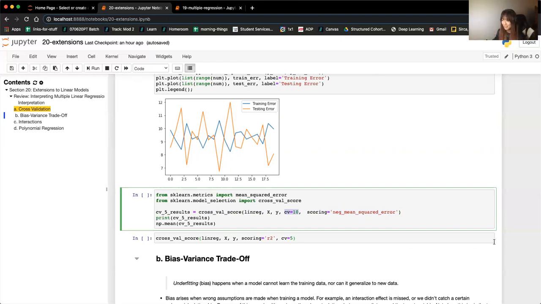It's going to do that 10 times. The scoring for some reason is negative mean squared error. It literally just negatives your mean squared error. We'll take a look at the results, and you're going to take the mean. This shouldn't be 5. This should be 10 because I was doing different ones.